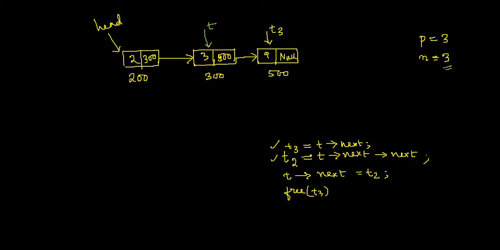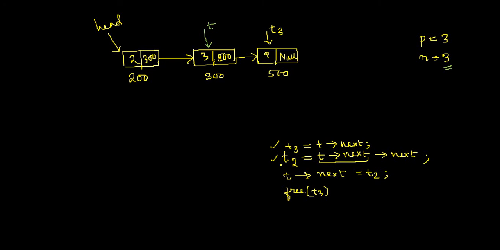When this statement will execute, what does it mean? T next. What is T? T is this one. T next means this one. Its next means null. T next means what? T next means this node, 500. 500 next means what? This null.